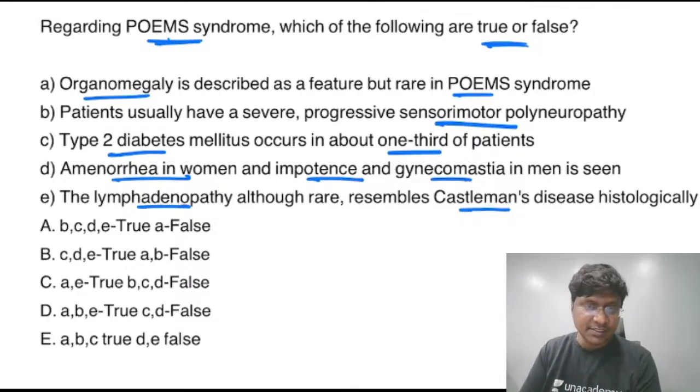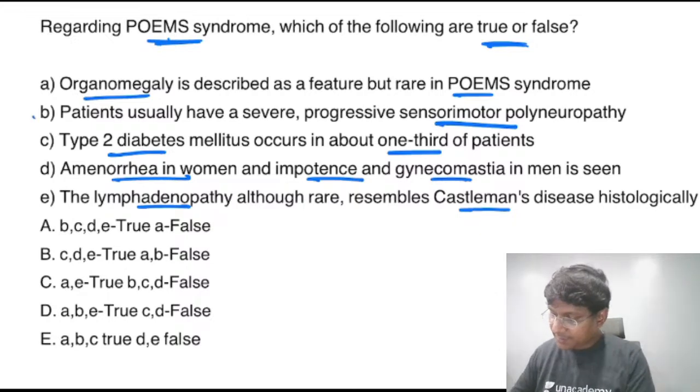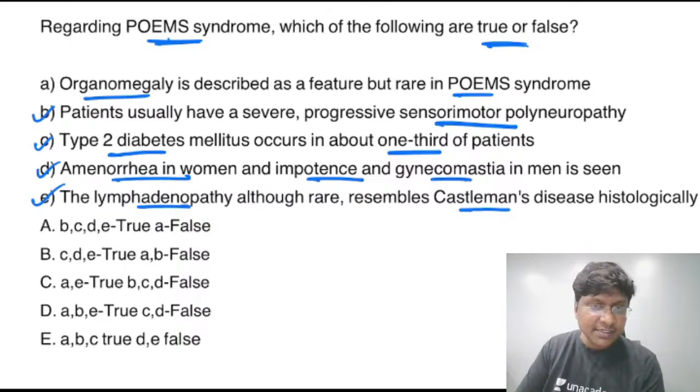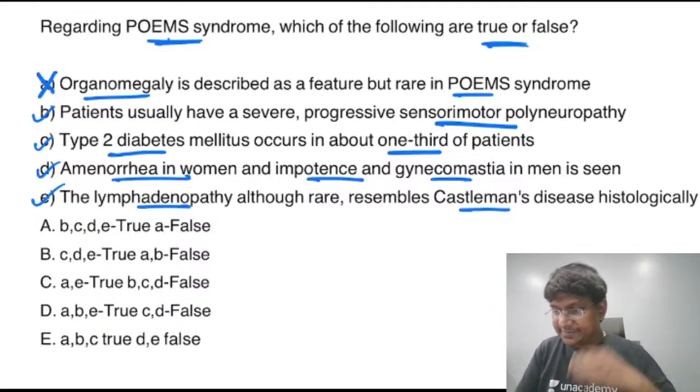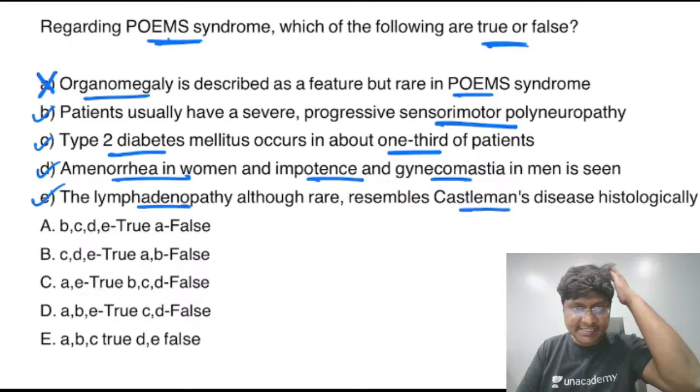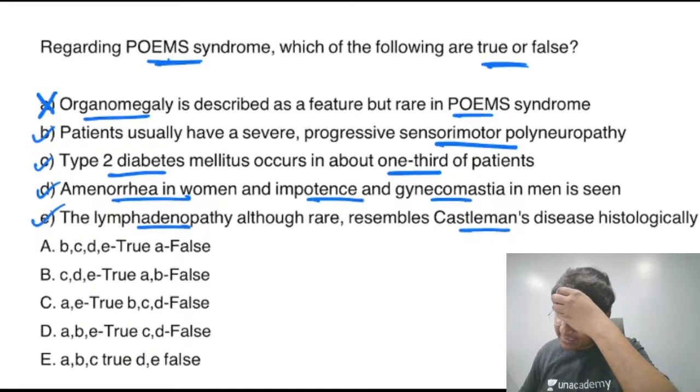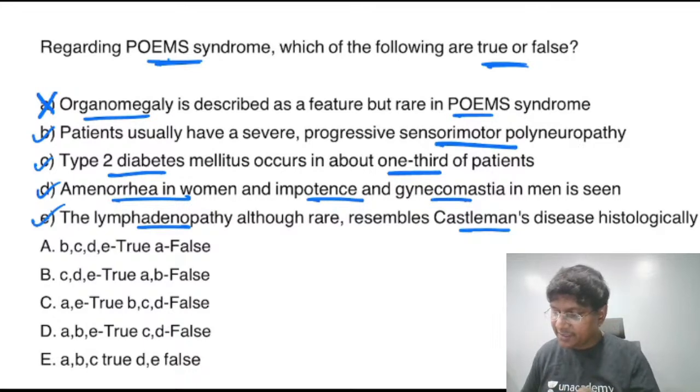So here, just remember that B, C, D and E are the true statements and A is the false statement. Now, let me try to discuss each and every option.